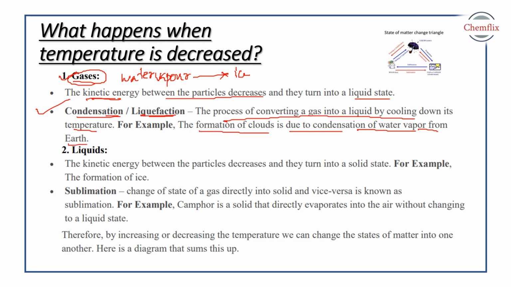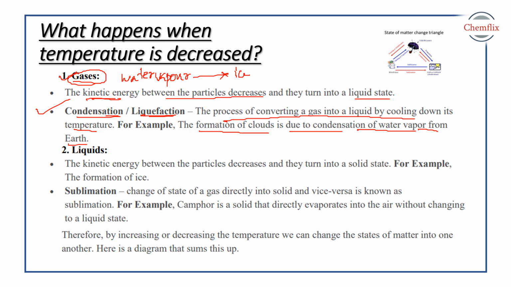For example, the formation of clouds is due to the condensation of water vapor from earth. You already studied it in 7th standard, right? What do you mean by condensation? What do you mean by precipitation? All these things you studied, so it is very easy for you. Condensation means the process of converting gas into liquid by cooling down its temperature. That is the thing about gas. When you are lowering the temperature, kinetic energy decreases.